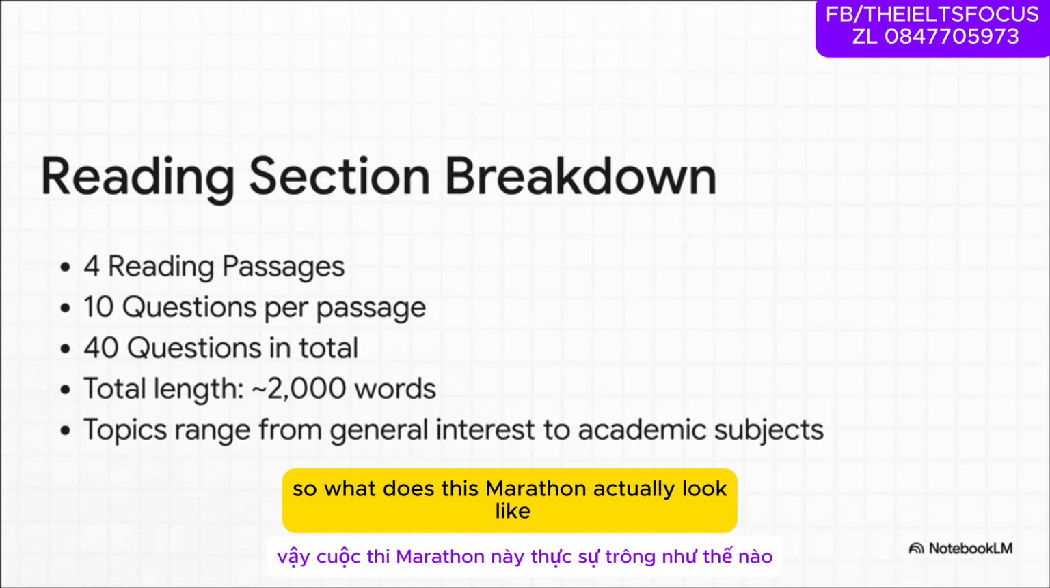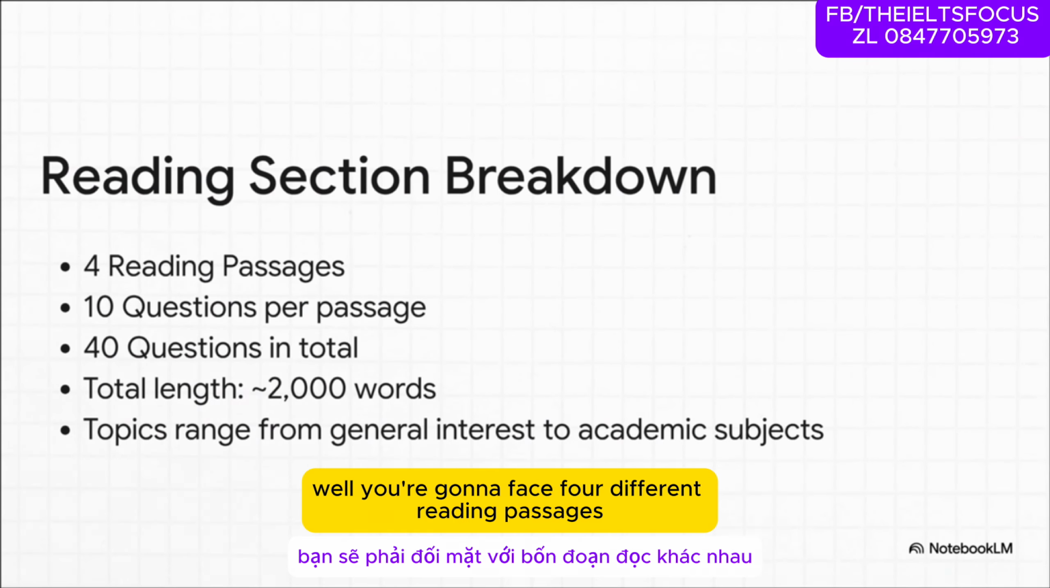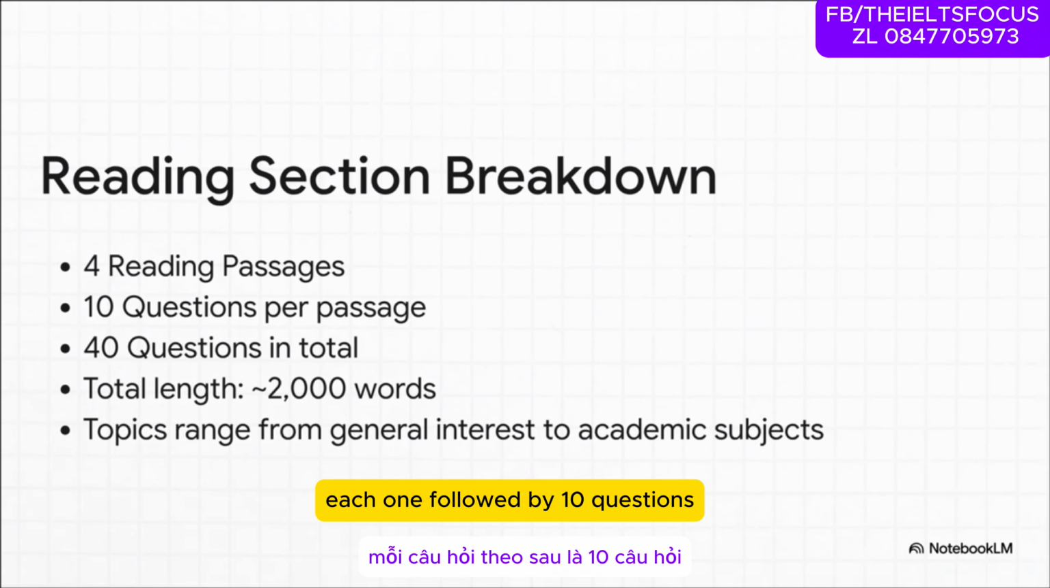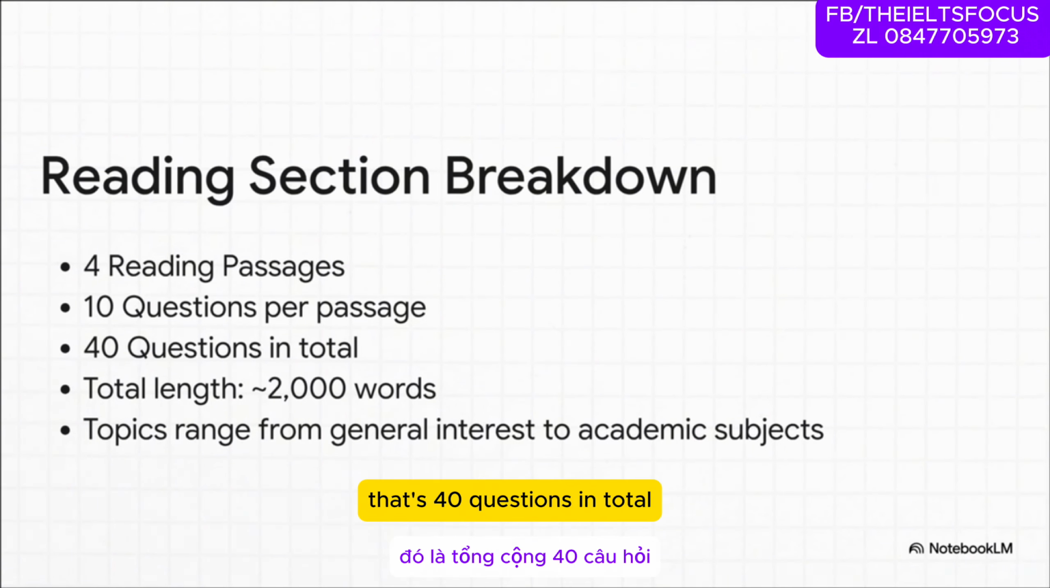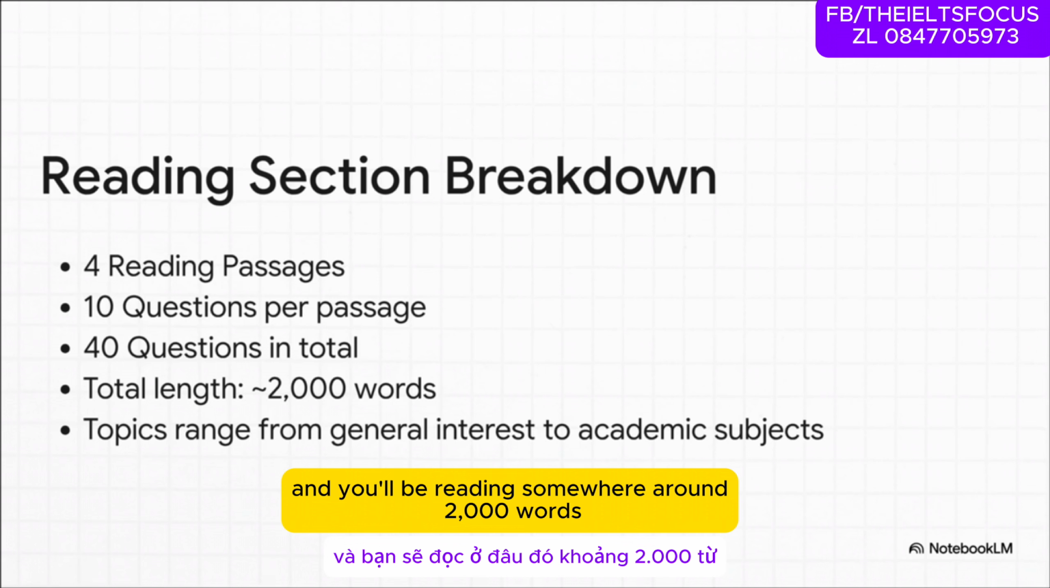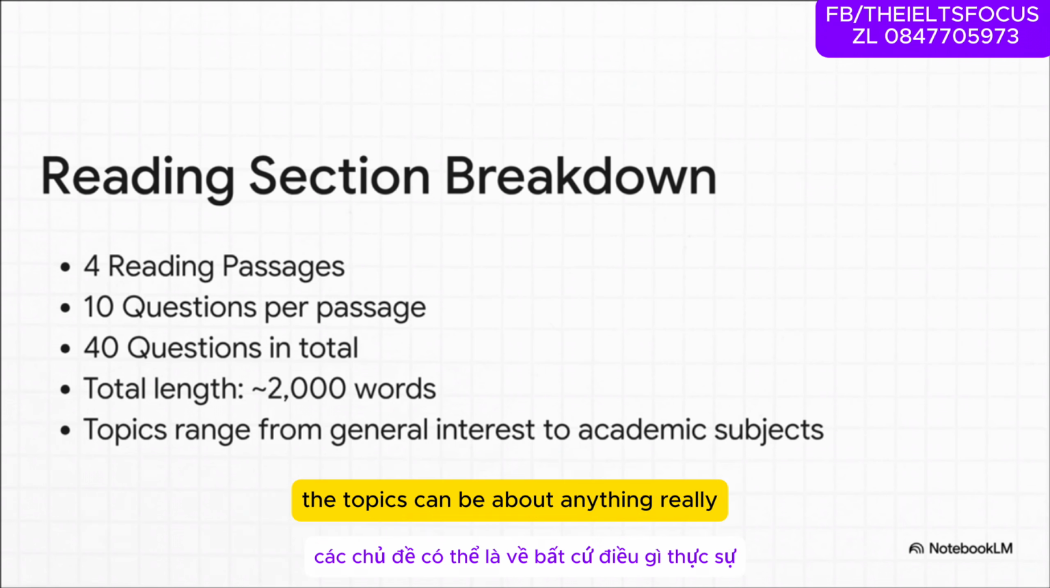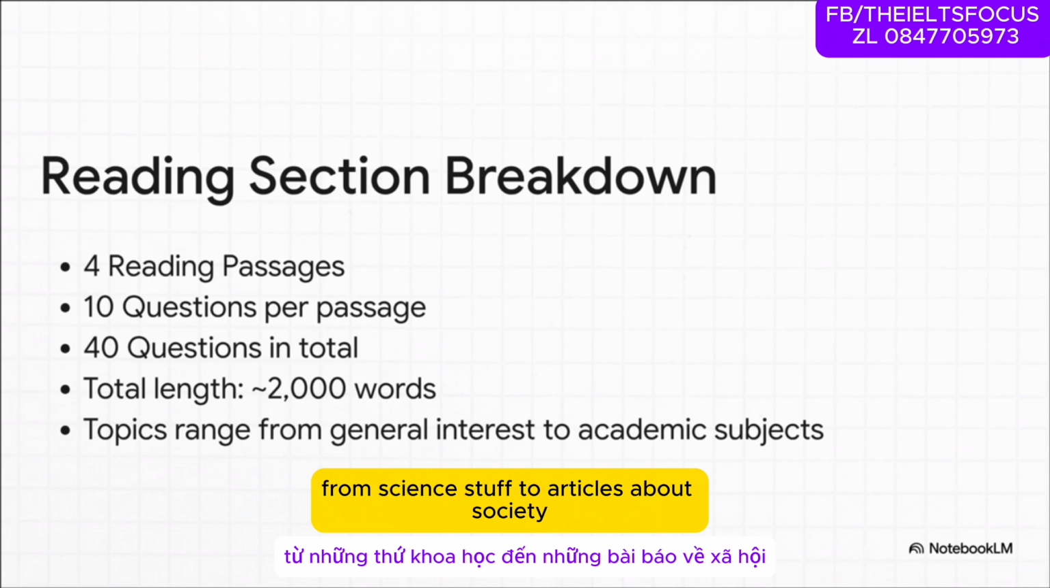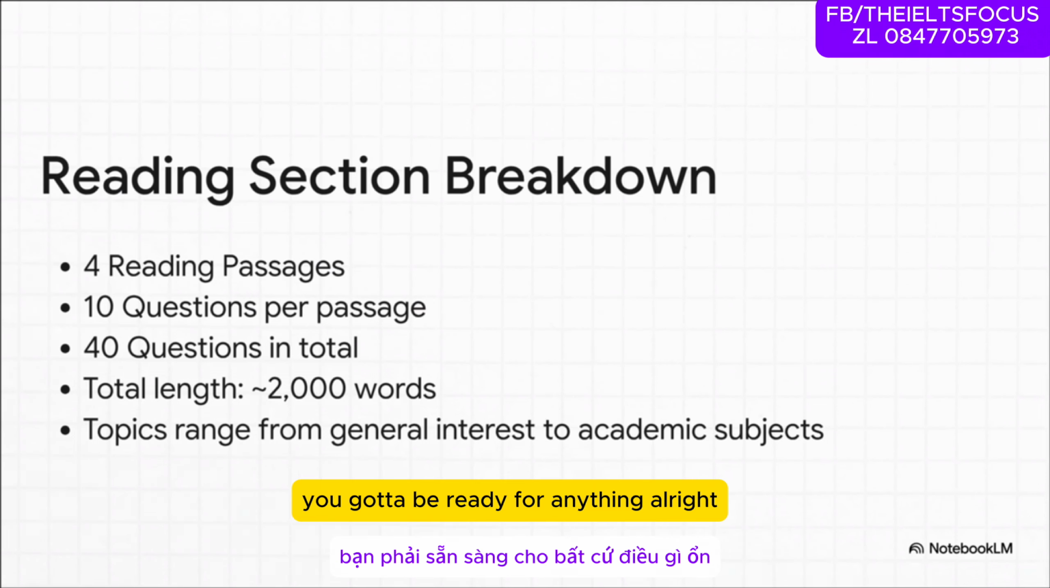So what does this marathon actually look like? Well, you're going to face 4 different reading passages, each one followed by 10 questions. That's 40 questions in total. And you'll be reading somewhere around 2,000 words. The topics can be about anything, really, from science stuff to articles about society. You've got to be ready for anything.